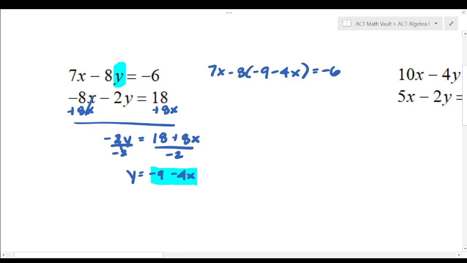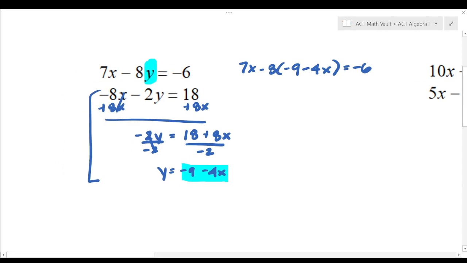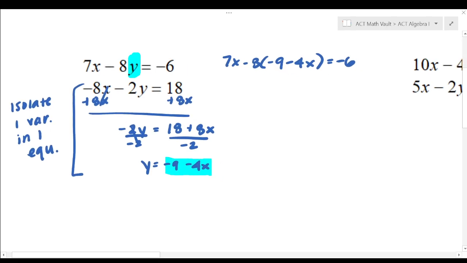Now, what I like about this is I'm now just solving for x. So let's put some little titles on what we're doing. This is isolate one variable in one equation. And there are so many different ways to do this. I just tried to do it the easiest way. The other ways would have involved fractions, which is fine, but if you can avoid them, it's great.